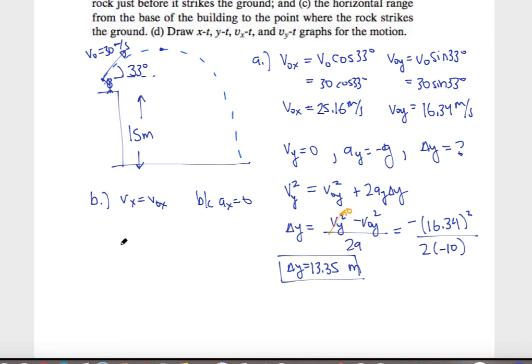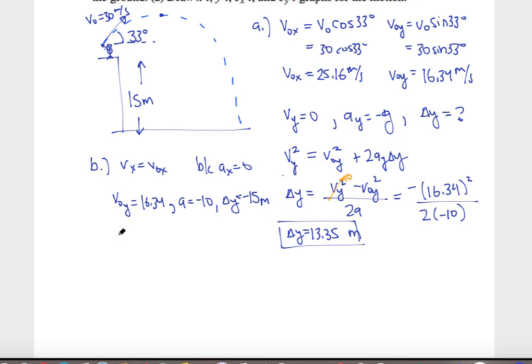So I can do this again by noting in my third kinematic equation that I know everything except for Vy. So I have V naught y, which is 16.34, positive. I have A, which is negative 10. And I have delta y, because the difference in height between where I start and where I end is actually going to be negative 15 meters. And it is negative because I'm starting at a positive 15 and I'm going down to 0. So my displacement is a negative 15.